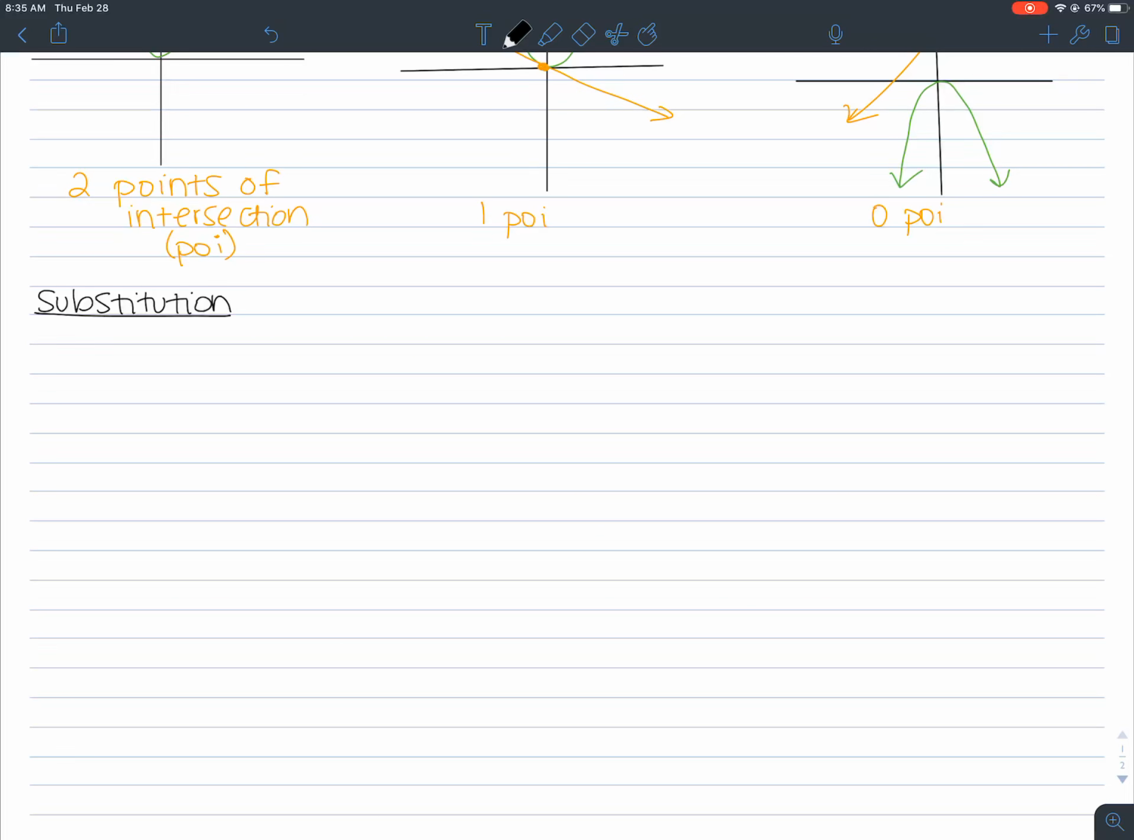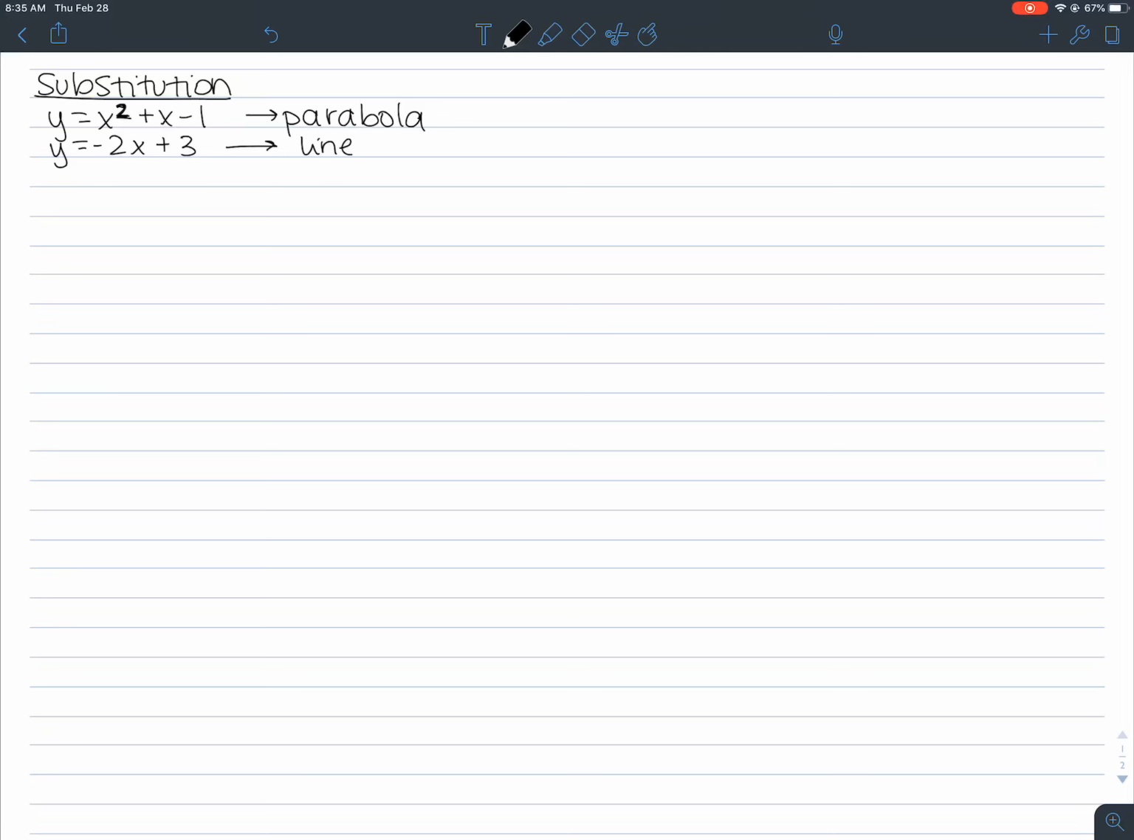So our first problem is going to be y equals x squared plus x minus 1. That's our parabola, and I know that because it has a 2 as part of the exponent. And then we also have y equals negative 2x plus 3, and that's my line. Now, I don't have to graph these to solve them, but I could. If I did, I would first look and say, what is the overall direction and where do they hit the y-axis?